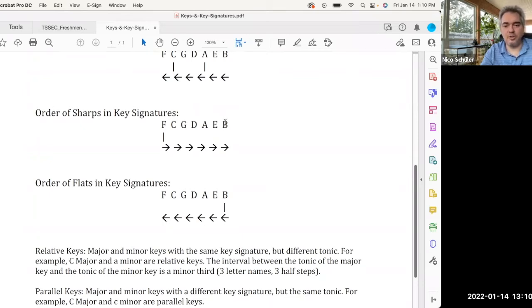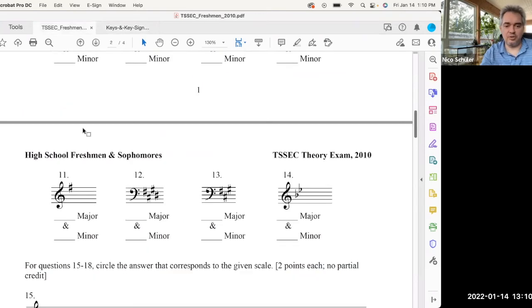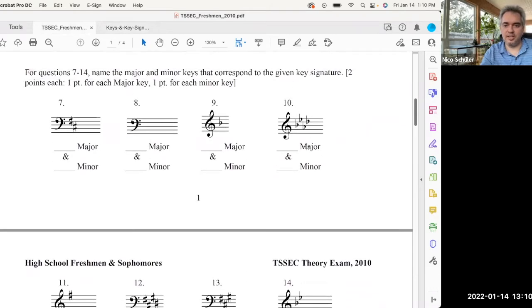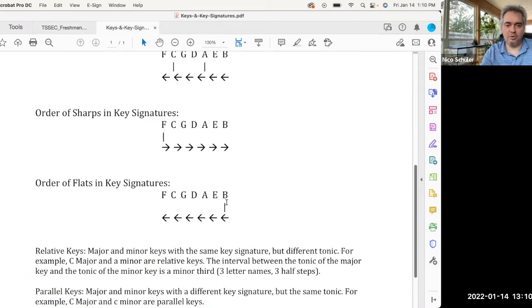If we start on B and go to the left, then those are the order of flats in any flatted key signature, major or minor. So B flat is always the first flat, E flat always the second flat, A flat always the third flat, D flat the fourth, G flat the fifth, and so on, right? So order of sharps and order of flats in any sharped or flatted key signature.